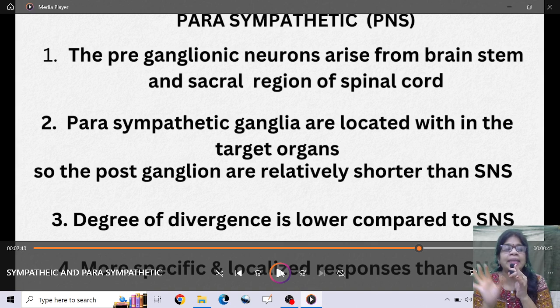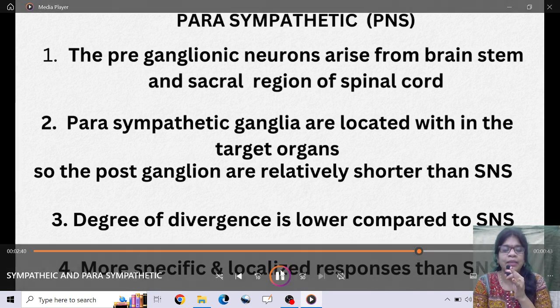And the degree of divergence, I told you, is widespread in sympathetic, but it is not that widespread in parasympathetic. Let's see that in the diagram. So the degree of divergence is lower compared to your sympathetic nervous system, and they give more specific and localized responses than sympathetic. As the parasympathetic has a lower number of ganglions, like postganglion, they are more specific to the organs. They don't need to travel much like the sympathetic. So they are more localized and specific.